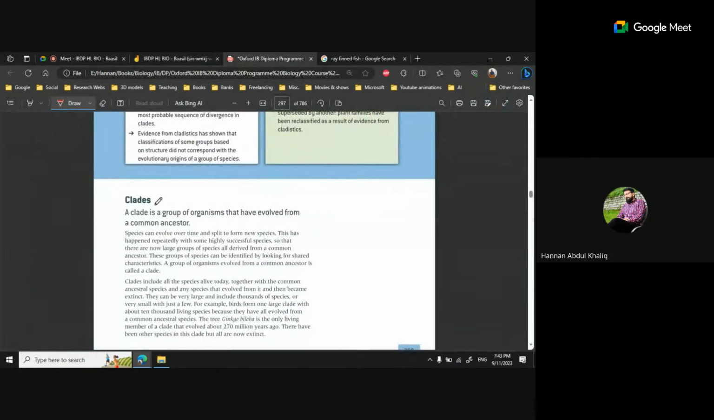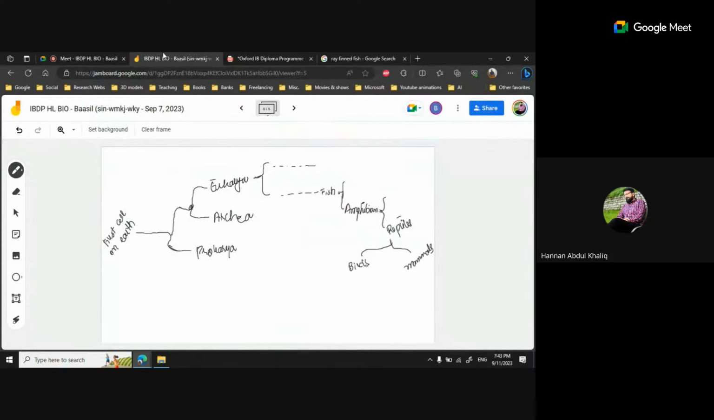Now, the important thing about this is they only prefer the cladistic approach, which means they only prefer the ancestral approach. They only prefer the evolutionary approach. That is why we often say that they are sometimes right or sometimes they can be wrong, because it's not easy to classify organisms.